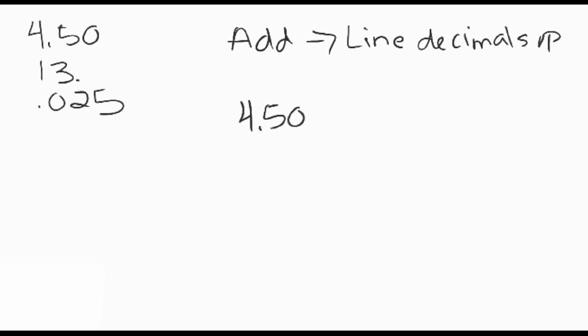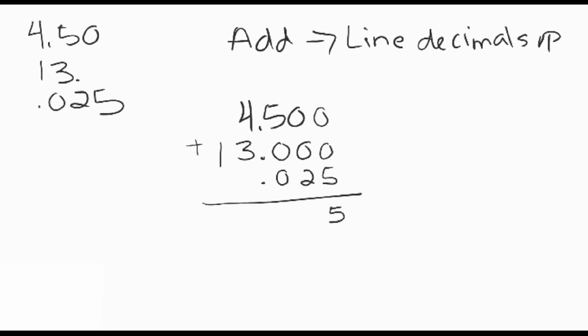As 13 does not have any decimal, its decimal is at the end of the number. Similarly, 0.025. Now add zeros, which are helpful for us to add. First of all, we will add thousandth, then hundredth, then tenth, then ones and tens.